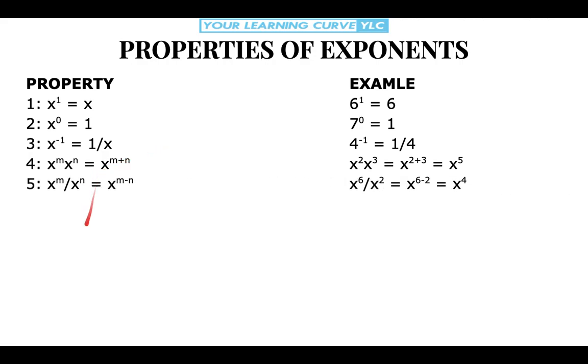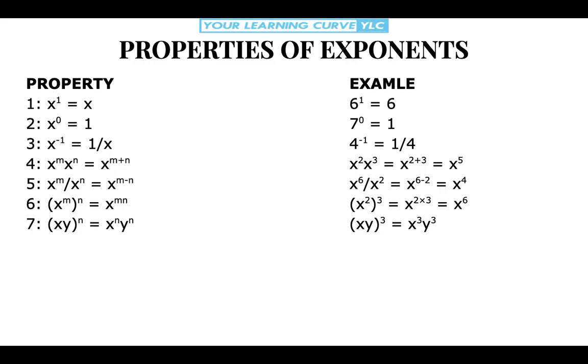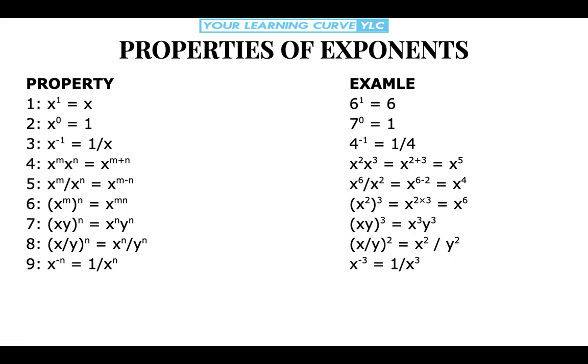Now the next property is x raised to the power m divided by x to the power n is equal to x to the power m minus n. x to the power m whole raised to the power n is equivalent to x to the power m into n. x into y whole raised to the power n is equal to x to the power n multiplied by y to the power n. x by y whole raised to the power n is equal to x to the power n by y to the power n. The last property is x to the power minus n is 1 by x to the power n. You must remember all these properties to have a grasp on logarithm.